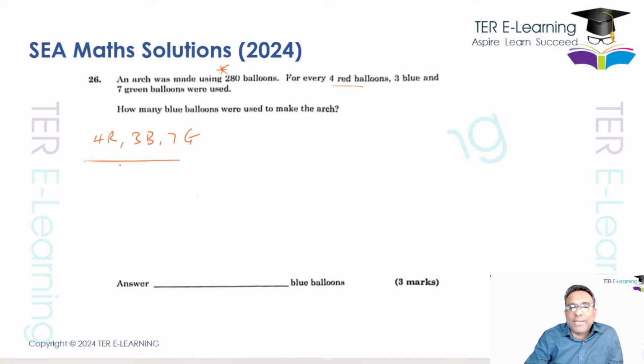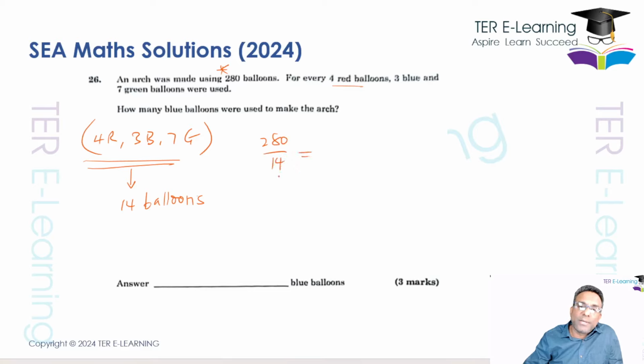So what they're trying to tell us here, we're using batches of this, right? Now this here gives us a total of 4 and 3, 7 and 7. That's 14 balloons in total, right? Now if this represents one batch of balloons, we're going to take 280 and we're going to divide that by 14, right? 14 can go into 28 two times. So this is going to give us 20. So this set here is repeating 20 times.